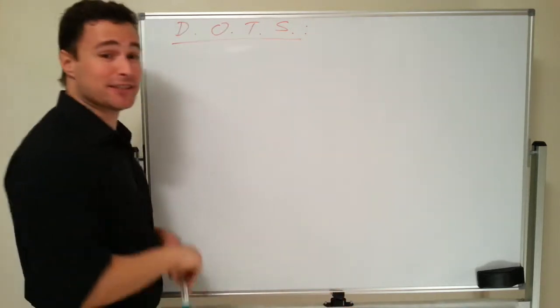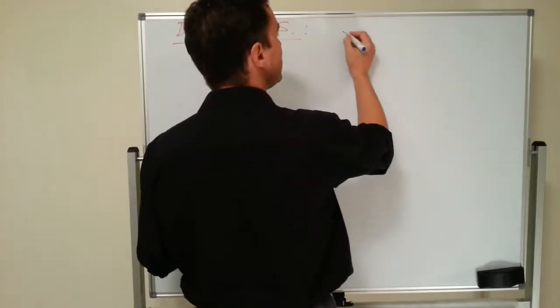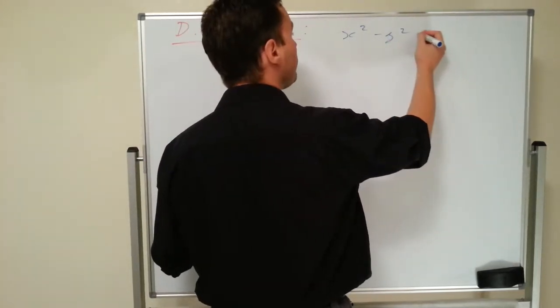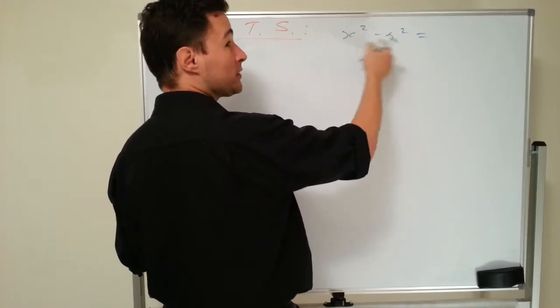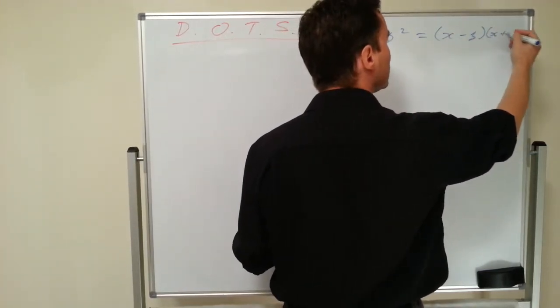Okay, so let's take a look at this. This is very straightforward. Basically what this means is that if I've got x squared minus y squared, a difference of two perfect squares, this factorizes into (x minus y)(x plus y).